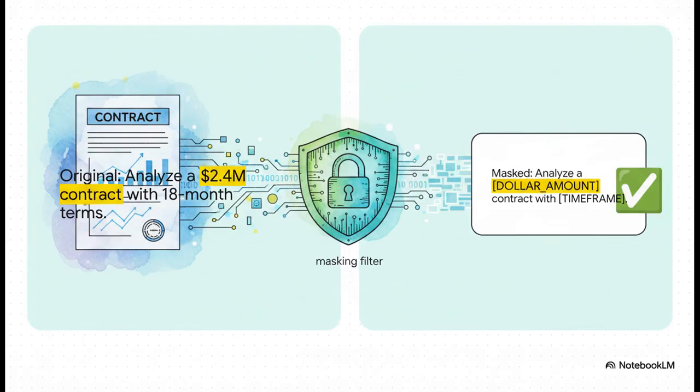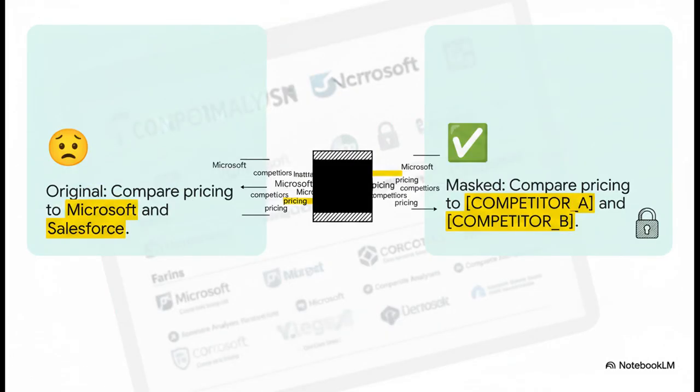And this works just as well for sensitive business data. You got a specific contract value? Nope, that just becomes dollar amount. An 18-month term? That's just time frame. The AI can still analyze the structure of the deal without ever knowing the confidential numbers. It's pretty smart. Now, here is a brilliant one for protecting your company's strategy. I mean, think about it. If you name your specific competitors, you're revealing a whole lot about your market focus. Instead, just mask them as competitor A and competitor B. You get the analysis you need without leaking any of your strategic intelligence.